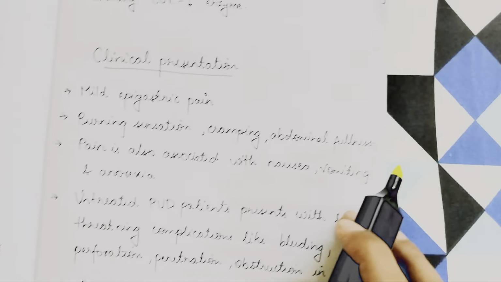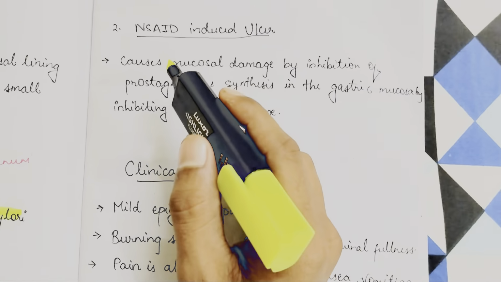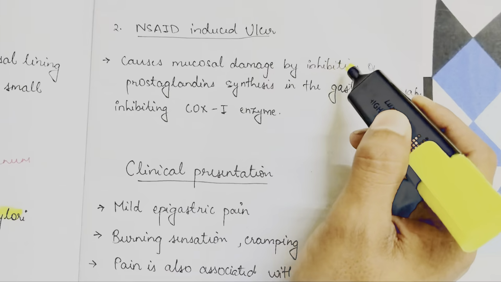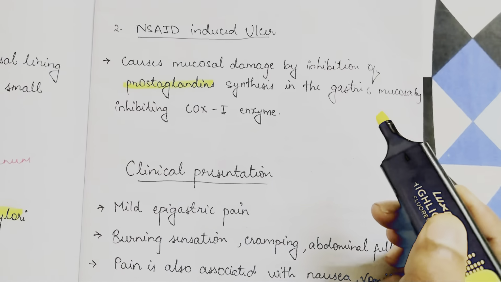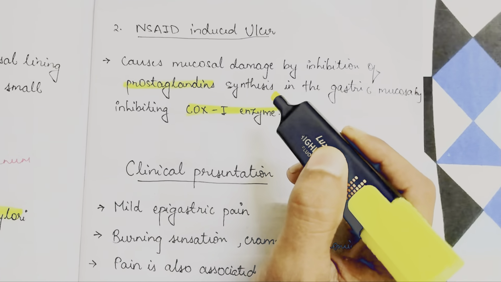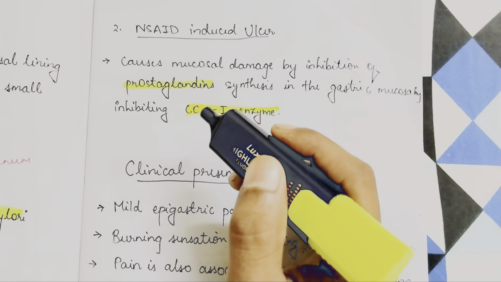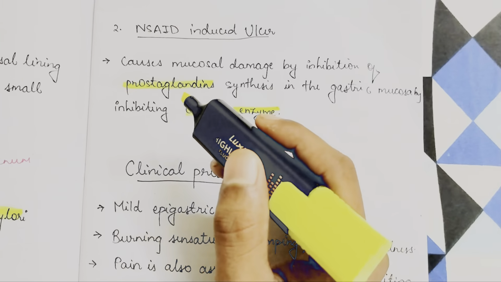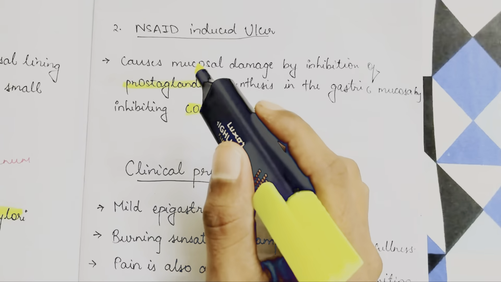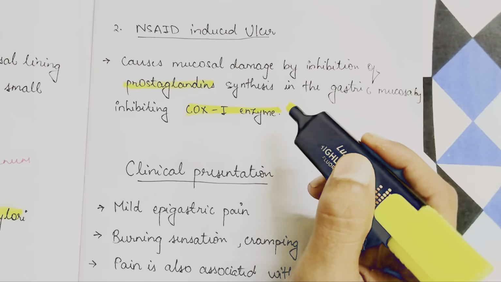Then we will move to the NSAID induced ulcer. The NSAID, non-steroidal anti-inflammatory drug induced ulcer, is caused by mucosal damage by inhibition of prostaglandin synthesis by inhibiting COX-1 enzyme. So the NSAID inhibits the prostaglandins, which are responsible to inhibit the gastric acid secretion as well as increase the bicarbonate and the protective mucus layer of the stomach.